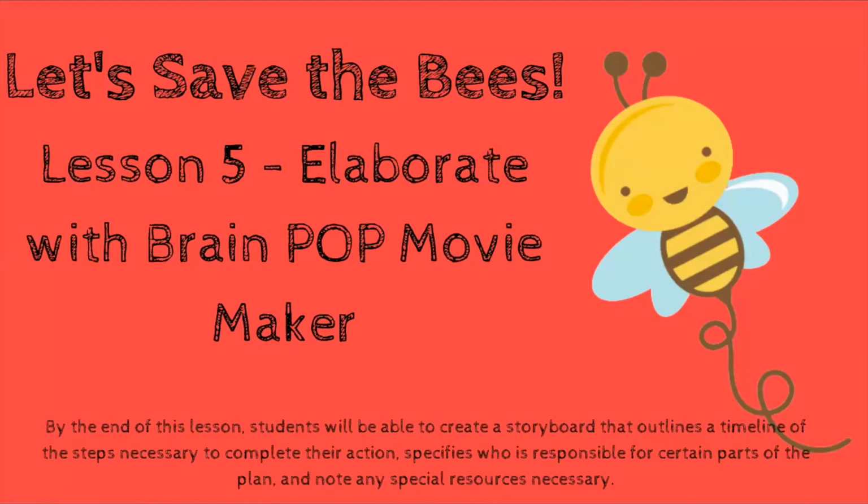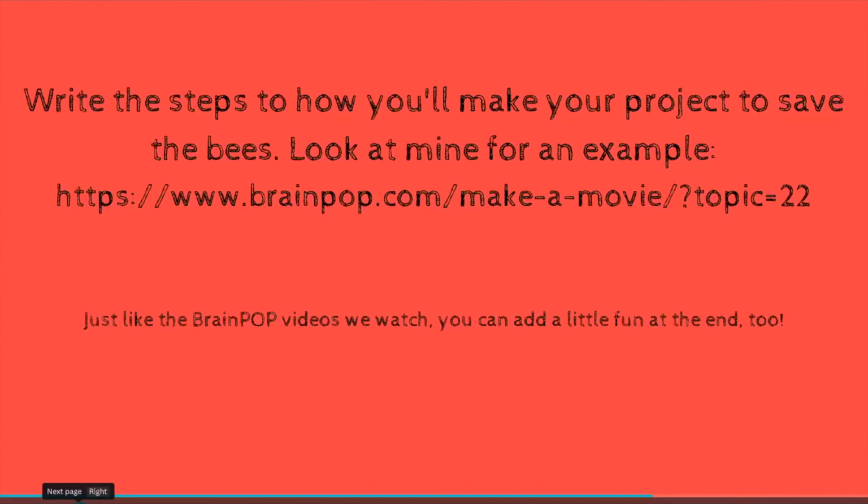Lesson five, they're going to elaborate on their ideas and they're going to make a BrainPOP movie. So this is essentially a storyboard where the students step by step detail what they're going to do for their project. They'll write the steps and I'll model it with my own BrainPOP movie.